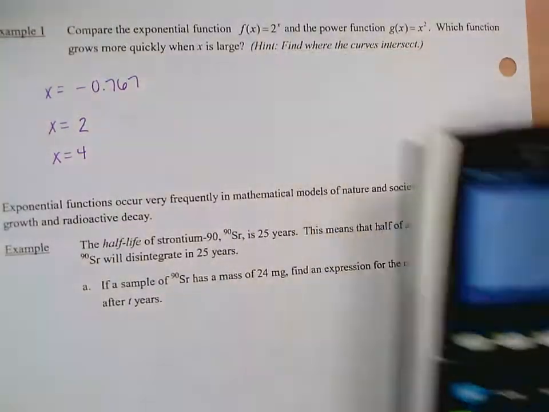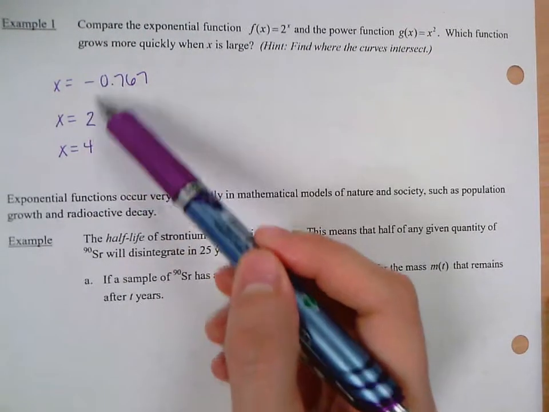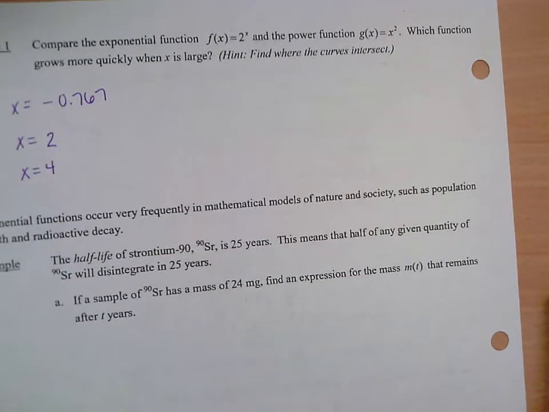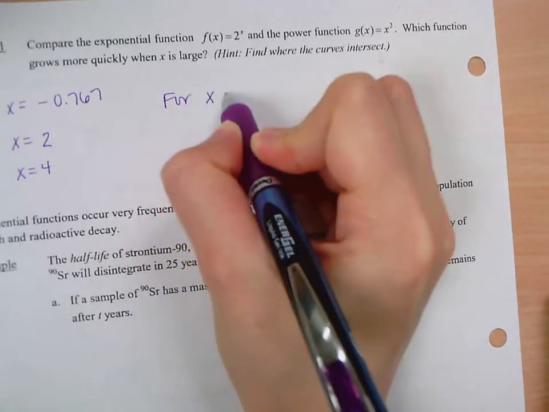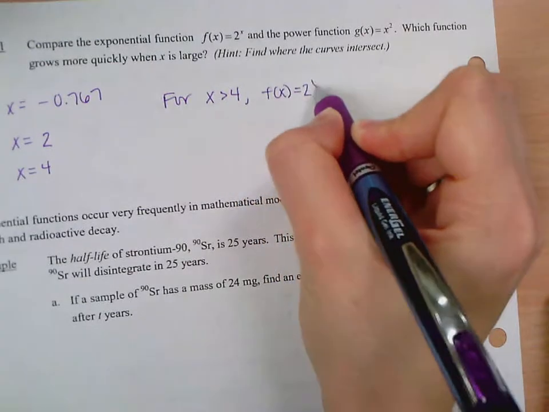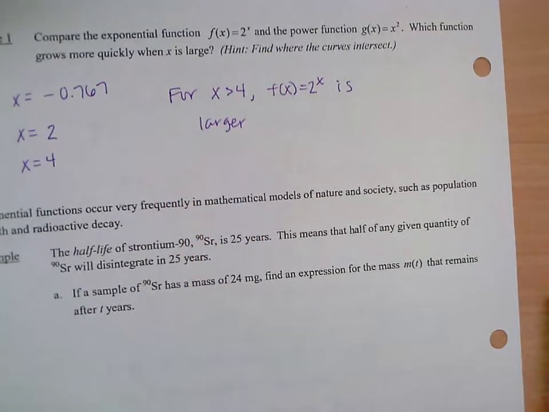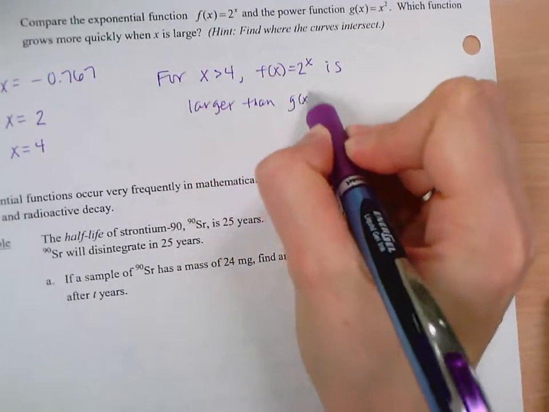Okay, so how I could answer this question when it says to compare, I really didn't have to find all three. I just wanted to show you as we're looking at these graphs. But I can say for x values greater than 4, f of x equals 2 to the x is larger, or you could say grows more quickly. When you say is larger, grows more quickly, you're talking about the y values, is larger than g of x equals x squared.